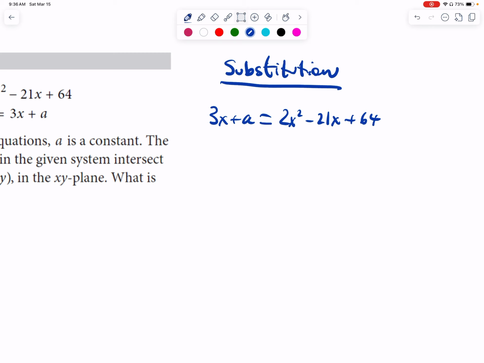So I'll have to subtract over the 3x's, which is going to combine with these negative 21x's to make negative 24, right? Let me just go ahead and write that down. Of course, I would not be doing this kind of thing if I were doing this on my own, I'd just do it in my head. And then I'd also want to subtract over the a.